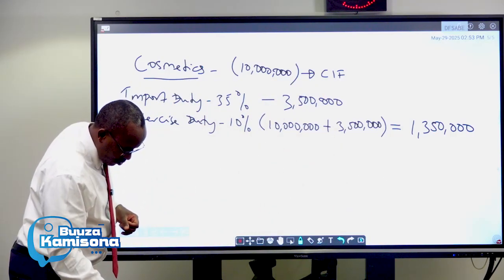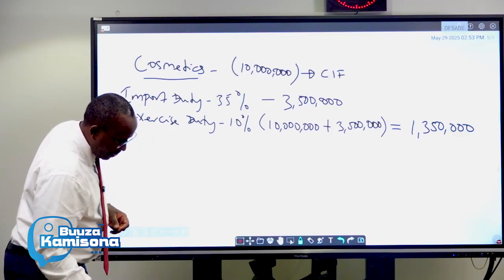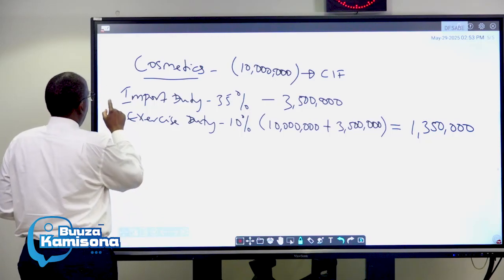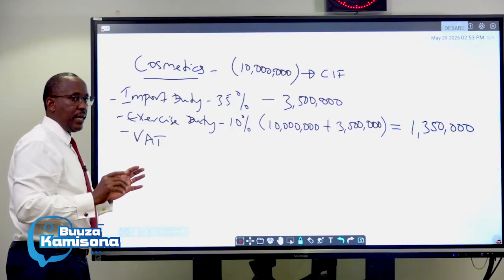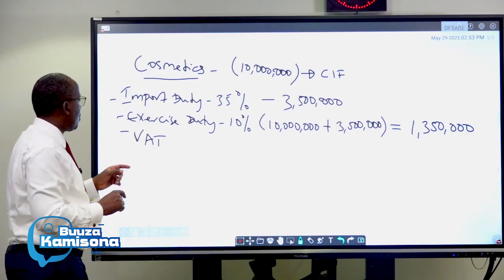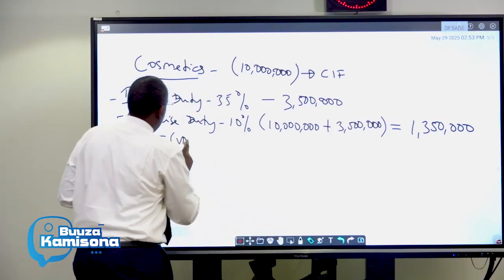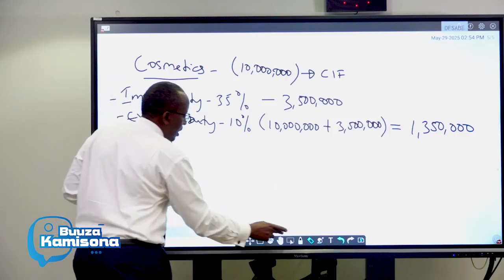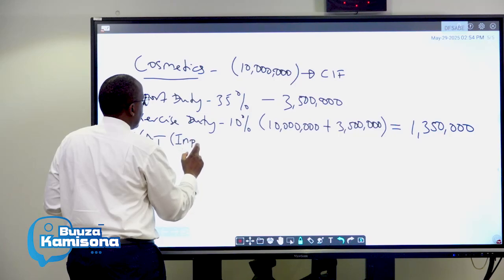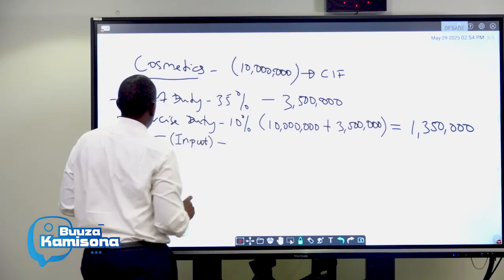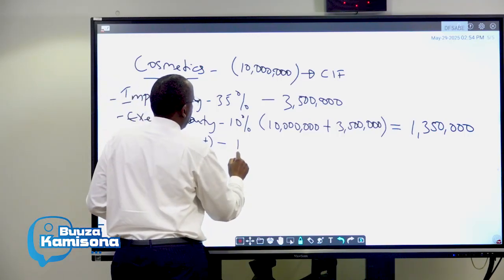Then the next tax to consider here will be VAT. VAT is value added tax. Remember, for someone who is buying these cosmetics for sale, this will be their VAT input, meaning they will pay it here at importation and then they will recover it when they are selling. This will be your VAT input if you are bringing these cosmetics to sell, if you are not the final consumer. And VAT is 18%.